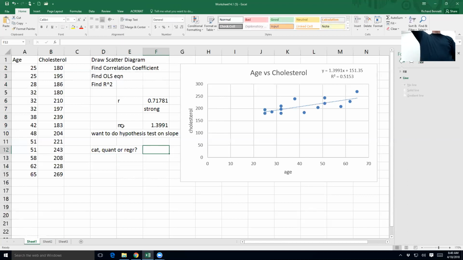Should we vote? Who says it's categorical? 1, 2, 3. Who says it's quantitative? 1, 2, 3, 4, 5, 6, 7, 8, 9. Who says it's regression? You changed your vote. You voted twice. 1, 2, 3. Finally, it's about time we got some regression in there, isn't it?